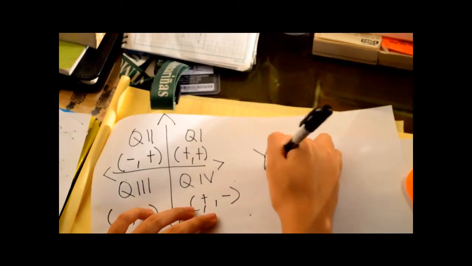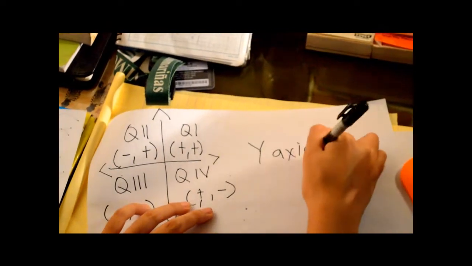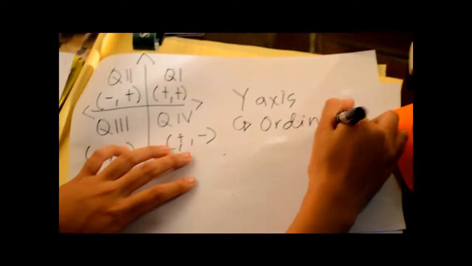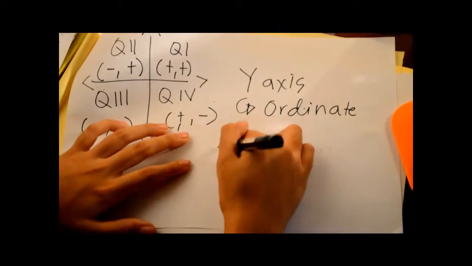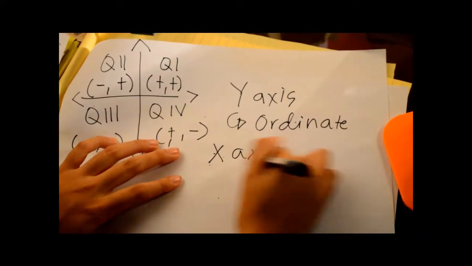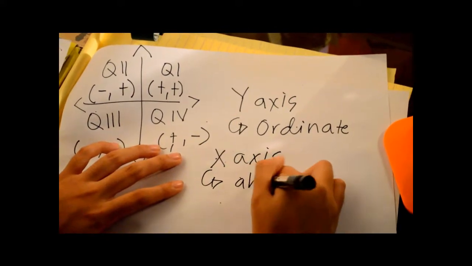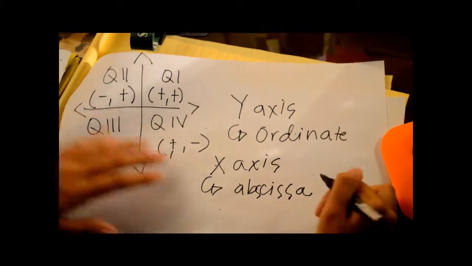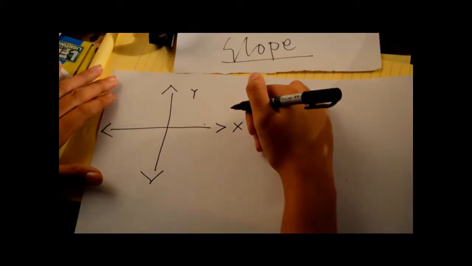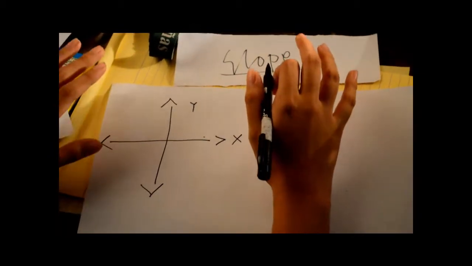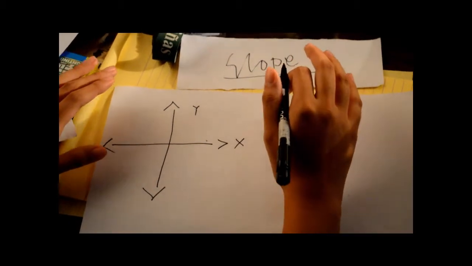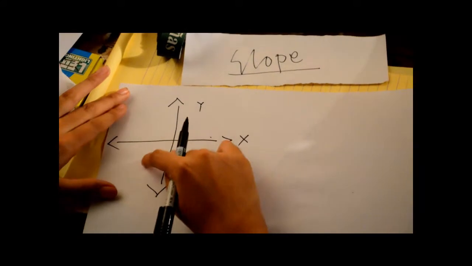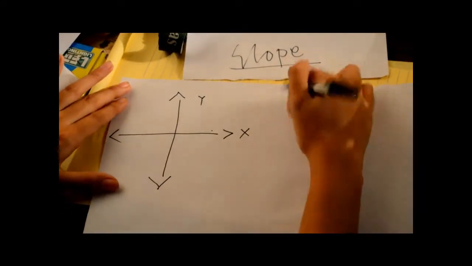So our y-axis is also called the ordinate, and the x-axis is also called the abscissa. The direction of a line is either increasing, decreasing, horizontal, or vertical. So in a slope, if a line is increasing, it goes up towards the right, and the slope is positive.